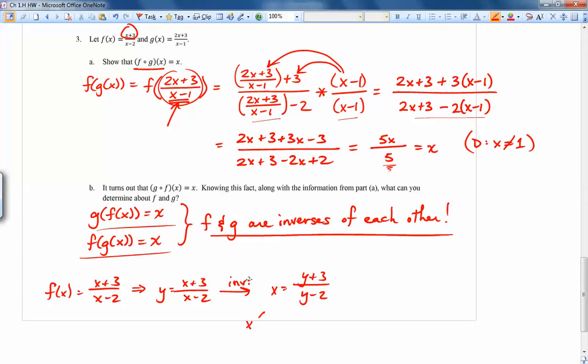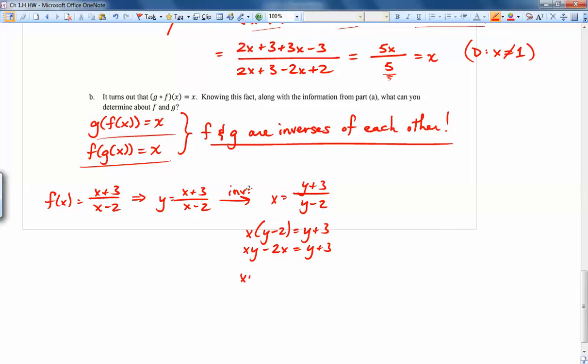So x times (y minus 2) equals y plus 3. xy minus 2x equals y plus 3. I'll bring the y over and bring the 2x over, and then factor out the y, and then divide. And so these will cancel. I'm left with this right there.